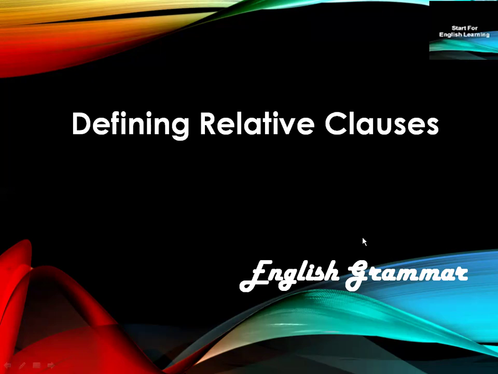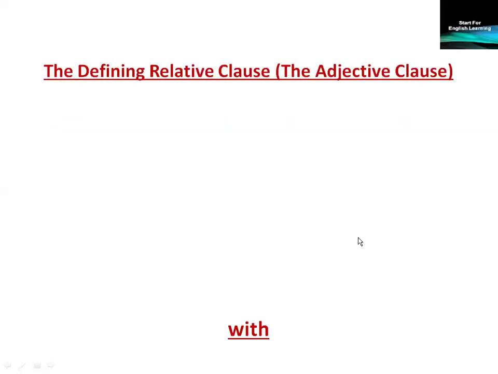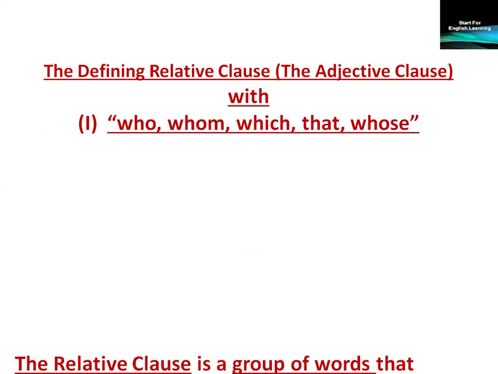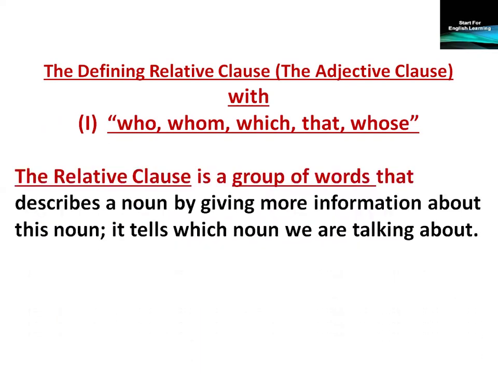Defining relative clauses. The defining relative clause, or the adjective clause, with who, whom, which, that, and whose. The relative clause is a group of words that describes a noun by giving more information about this noun. It tells which noun we are talking about.